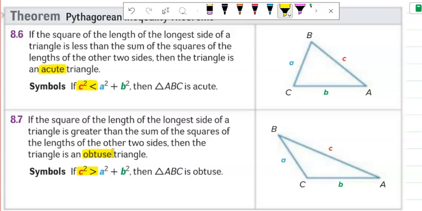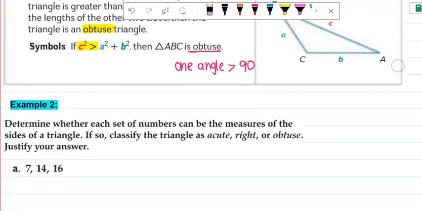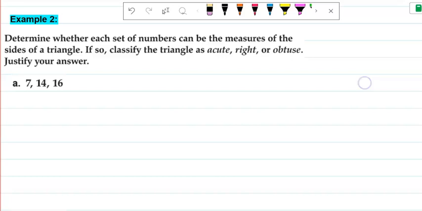Okay. Remember, acute means that all angles are less than 90 degrees. Obtuse is we have one angle greater than 90 degrees. Okay, so let's do an example of this. Determine whether each set of numbers can be the measures of a triangle. So let's do that first.